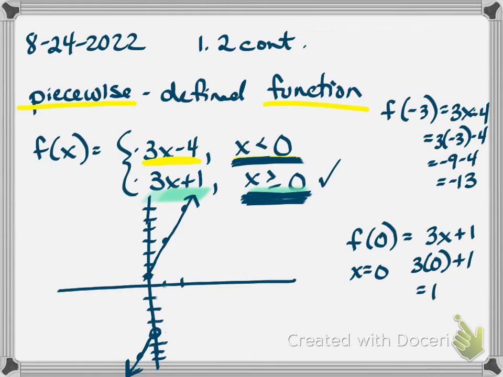You can also use your graph. You go to x equals 0, and you go up or down till you hit that function, and you hit it right here, and that function's value was 1. So you could do that for negative 3 also, but I didn't carry my graph all the way out to negative 3. So you would have to have gone further with your graph.